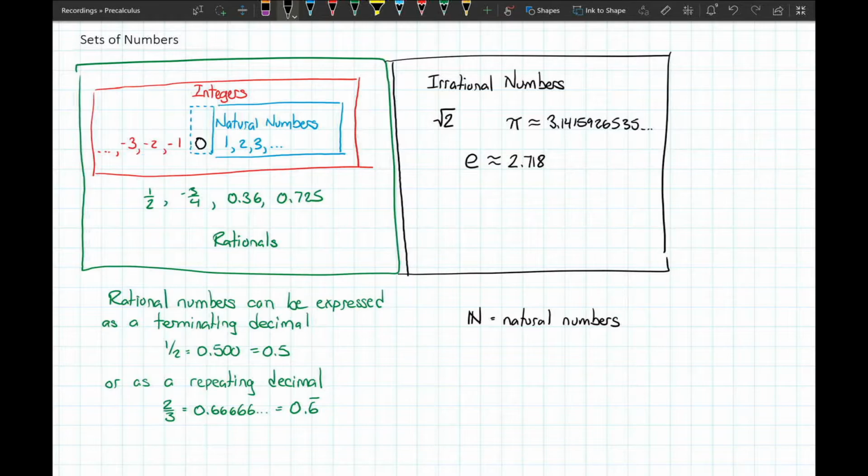Okay, it makes sense so far. N for natural numbers. So logically, it should be I for integers, right? Well, unfortunately, that's where the logic goes away a little bit. We use Z for integers.